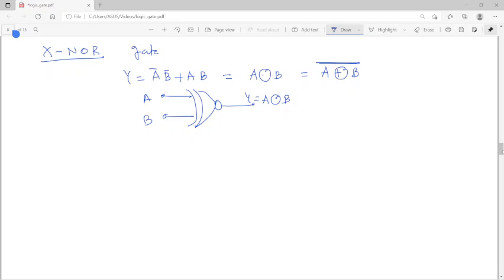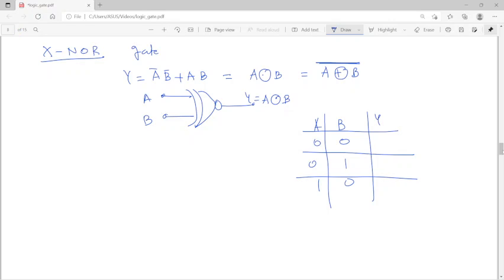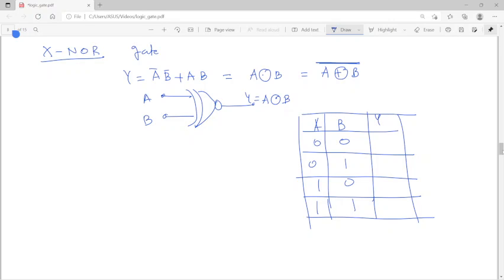So in case of the XNOR gate, this is just the opposite of XOR. So if we just draw a truth table, if this is A B and this is the output, you can say 0 0, 0 1, 1 0, 1 1. So in XOR, if both are the same bit, that will give you 0. In XNOR, both the same bit will give you 1, and both different bits will give you 0. That's just the opposite for the XNOR gate.